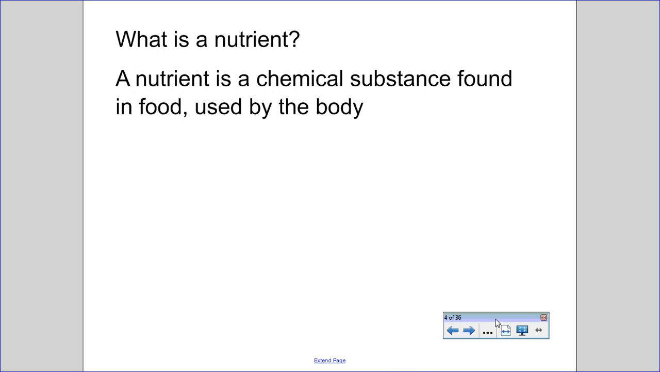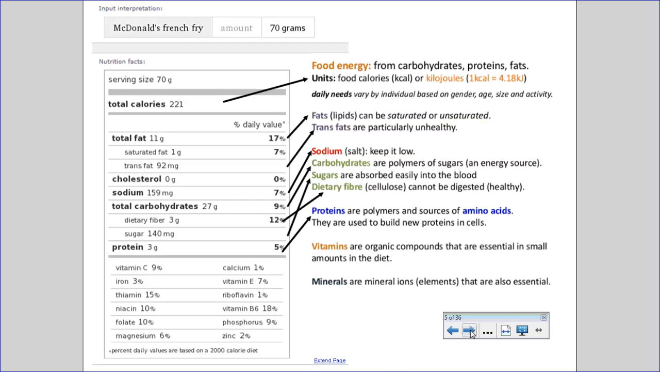So we'll start basically as what is a nutrient. So a nutrient can be defined as a chemical substance found in food used by the body. So nutrients take all kinds of forms in that you have your fats, which can include cholesterol, your minerals, your carbohydrates, your protein, vitamins. There's all kinds of chemical substances that are used as nutrients in the body.